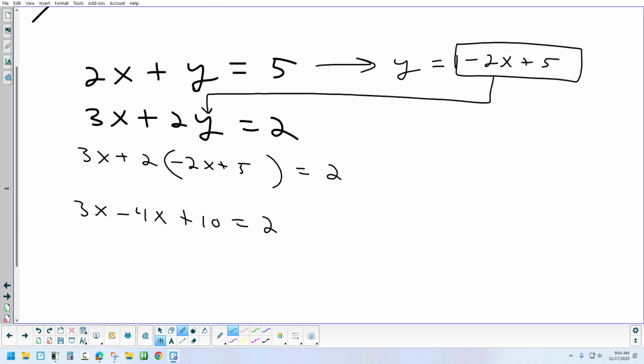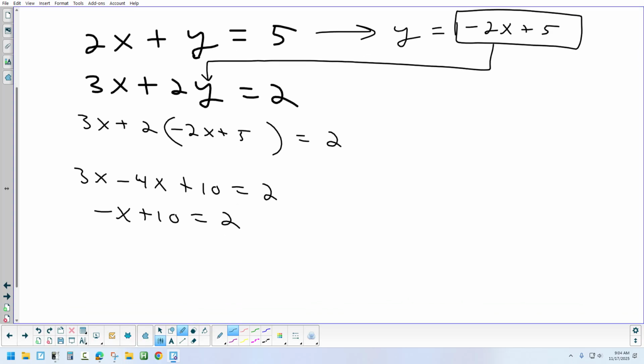Okay, what can I do next on the left-hand side? Combine like terms. What's 3x minus 4x? Negative x. Right. Jaden, how about my next step? Put the 10 on the other side, subtracting from both sides. Yep, subtract the 10, and what's that going to give me? Negative x equals negative 8.